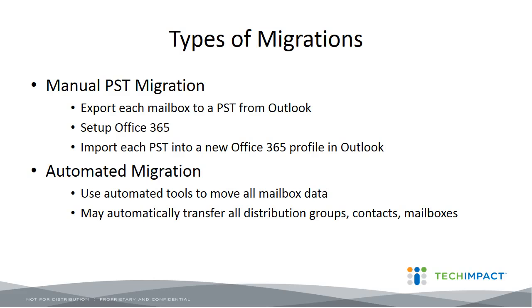Then there's an automated migration. And manual PST migration is what you're going to have to do if you're already using Outlook and you're popping for your mail. If you're pulling your mail into Outlook, you're going to have to do a manual PST migration. An automated migration uses automated tools to move all your mailbox data, including often distribution groups, external contacts, and shared mailboxes. Everything sort of comes over automatically.